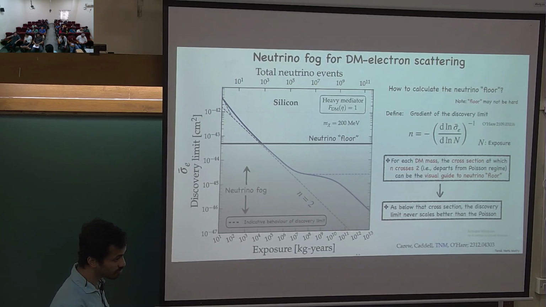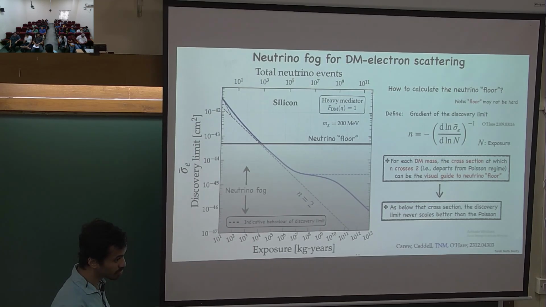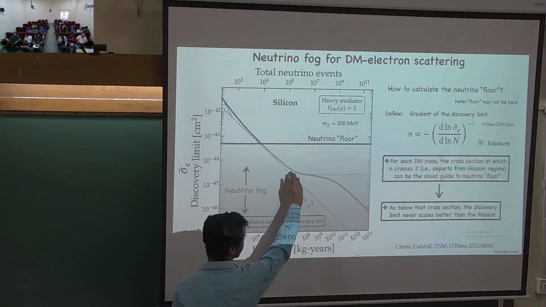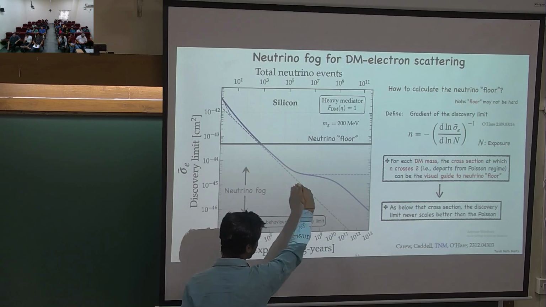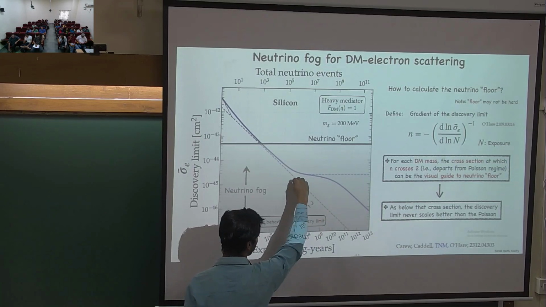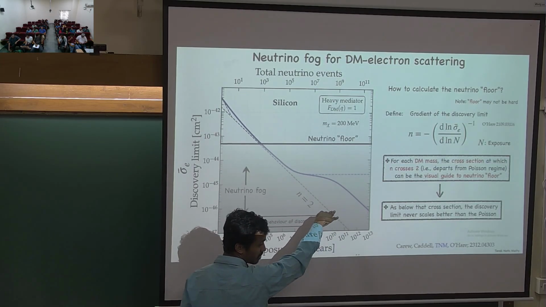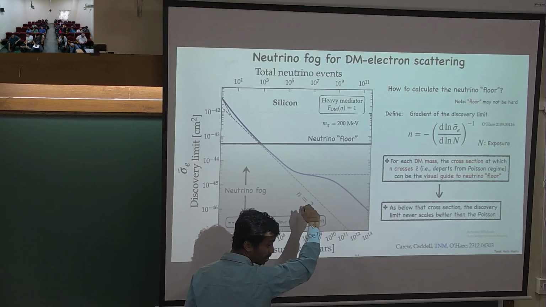But one can also input what we get from JUNO. Then it will shift like this. Yes, it would be shifted something like this. So this crossing would happen at smaller exposure, smaller cross section.